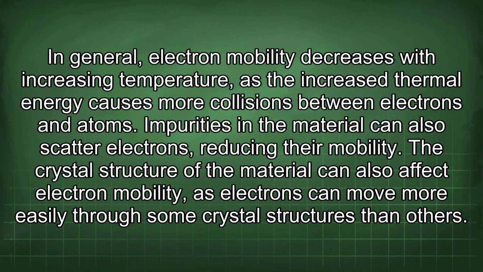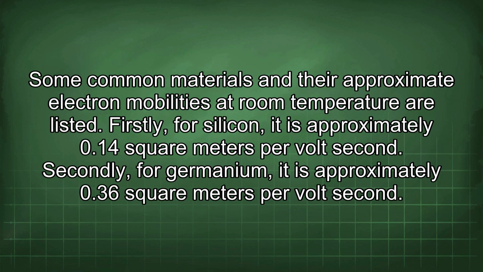In general, electron mobility decreases with increase in temperature as the increased thermal energy causes more collisions between electrons and atoms. Impurities in a material can also scatter electrons, reducing their mobility. The crystal structure of the material can also affect electron mobility, as electrons can move more easily through some crystal structures than others. Some common materials and their approximate electron mobilities at room temperature are listed.